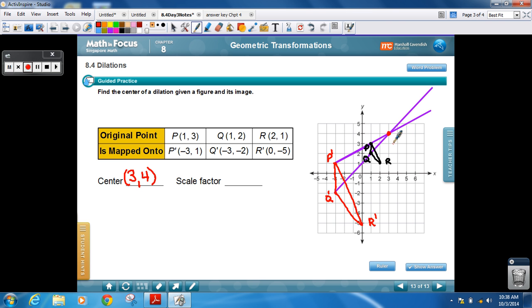To figure out if it's positive or negative, you look at what side they're on. They're both on the left side of the center of dilation, so that means it's going to be positive. So if you want to write that down just so you remember. And then you have to figure out the side lengths. I'm going to use the one that's vertical. In the original, PQ is 1. In the image, P primed, Q primed is 3. You always put the image over the original, so 3 over 1, which reduces to just 3. It's positive because they're both on the same side, and it makes sense that it's greater than 1 because, again, it is an enlargement.